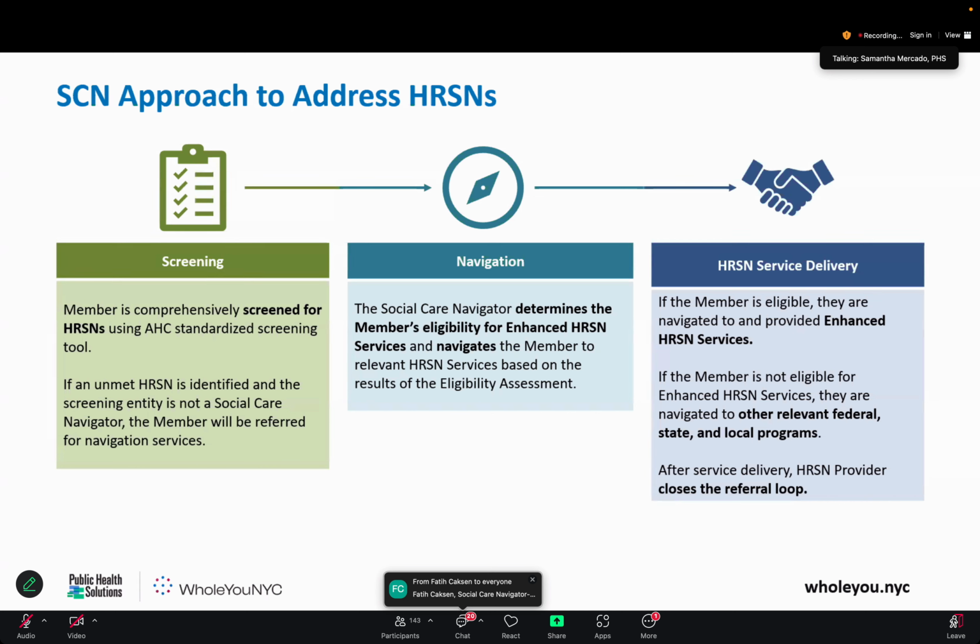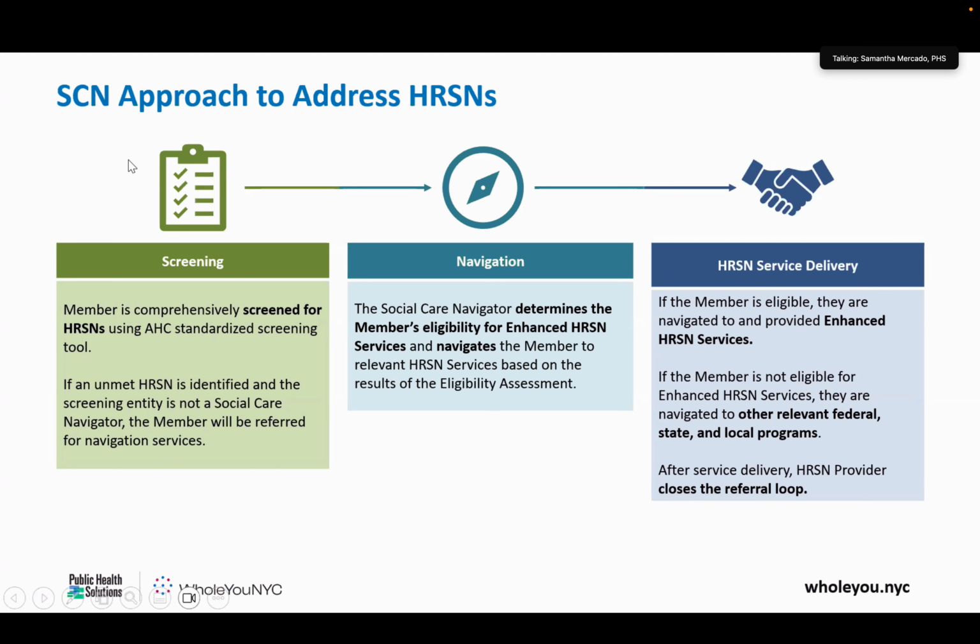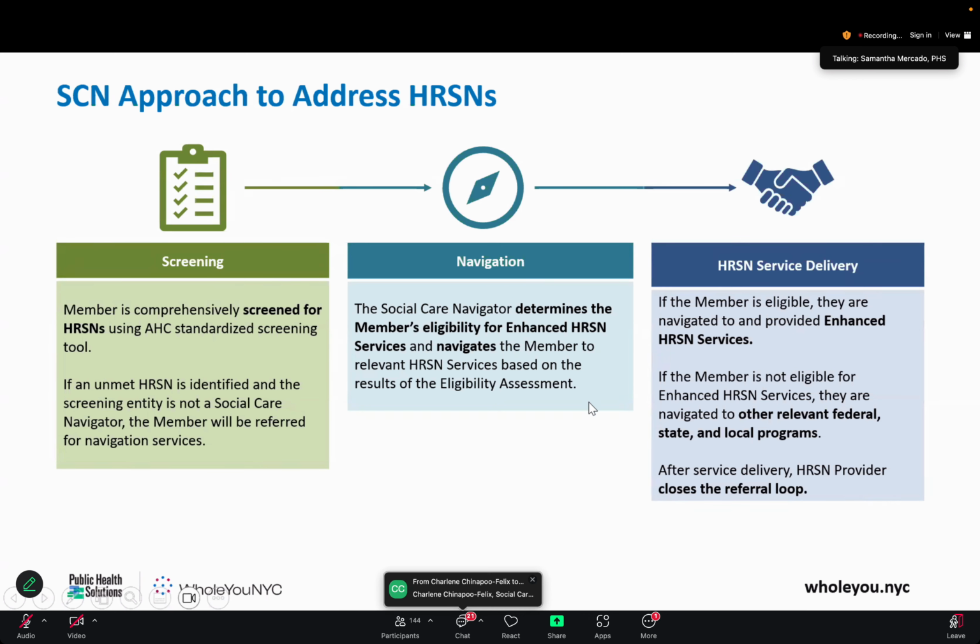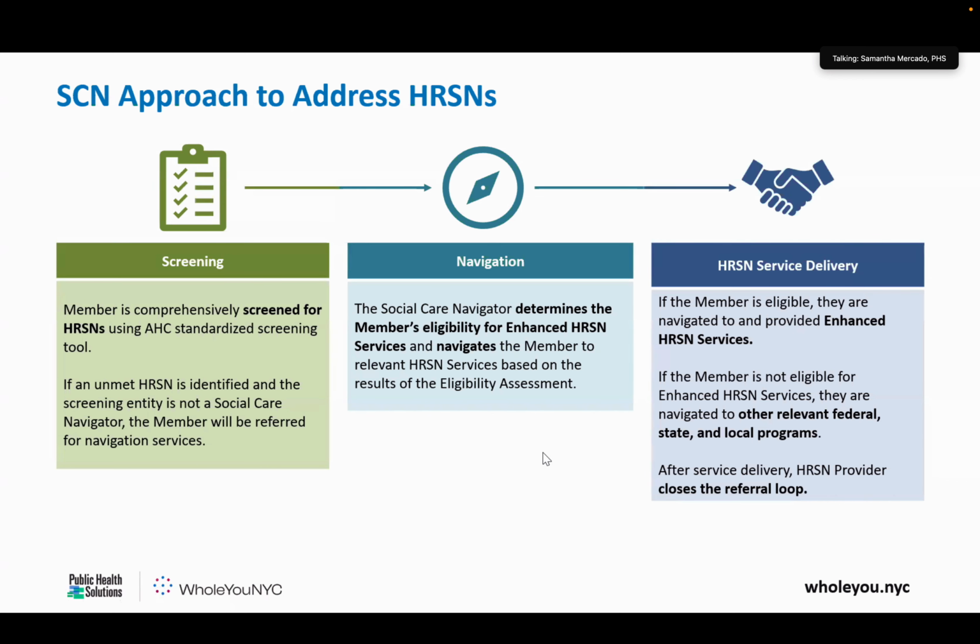So it'll either be a referral to existing services if they are not eligible for enhanced HRSN services, or it would be a referral to some of the programs that are providing those enhanced services. And then on that HRSN service delivery portion, once a member is identified as being eligible, they're navigated over to the appropriate service. And after that service delivery, the HRSN provider would close the referral loop.